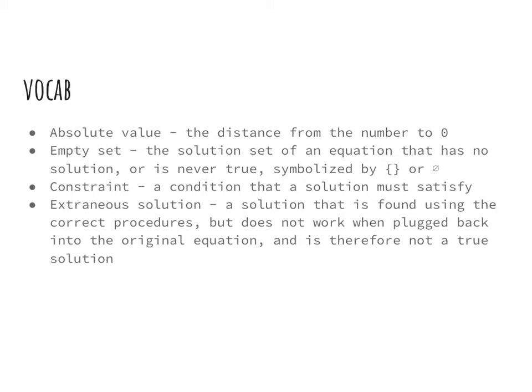Constraint. A constraint is a condition that a solution must satisfy. And then an extraneous solution, that is a solution that is found by using the correct procedures, but then it does not work when you plug it back into the original equation and therefore is not a true solution, but we would call it an extraneous one.